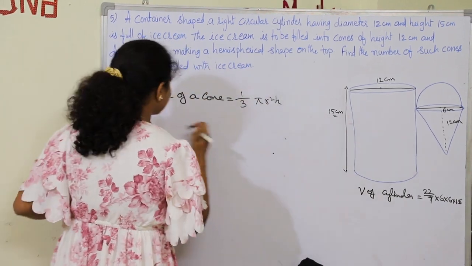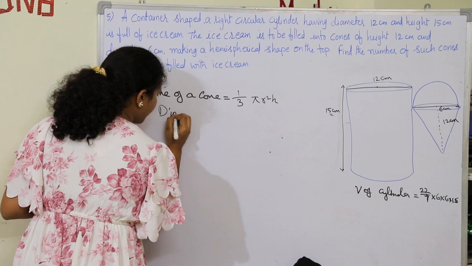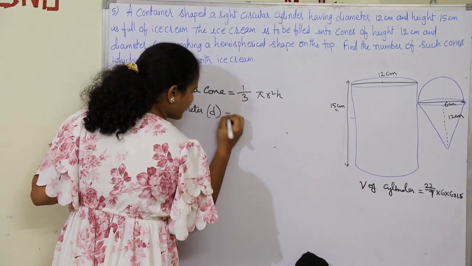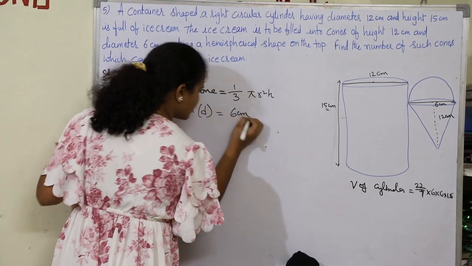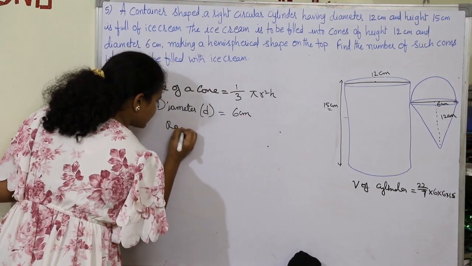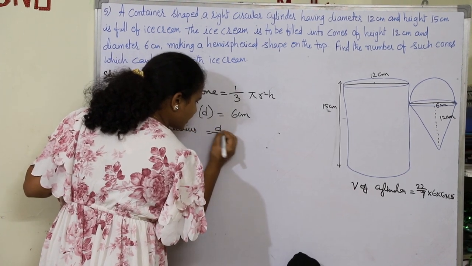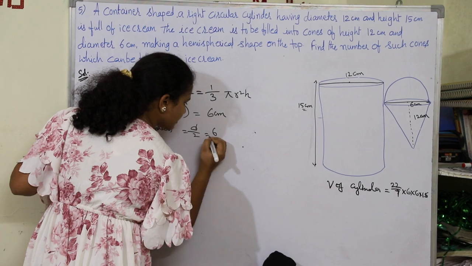So diameter equals 6 centimeters, diameter denoted by d, right? So diameter equals 6 centimeters. Then what will be the radius? Radius equals d by 2. Diameter by 2. Diameter equals 6 by 2.